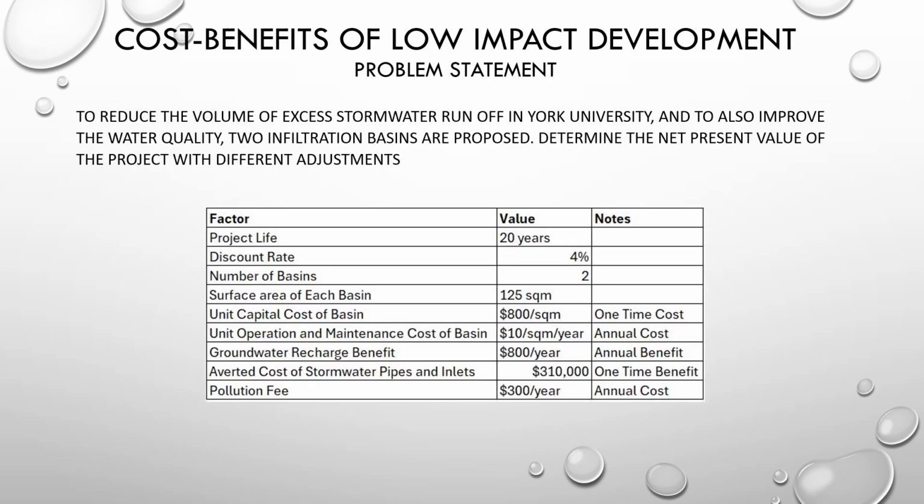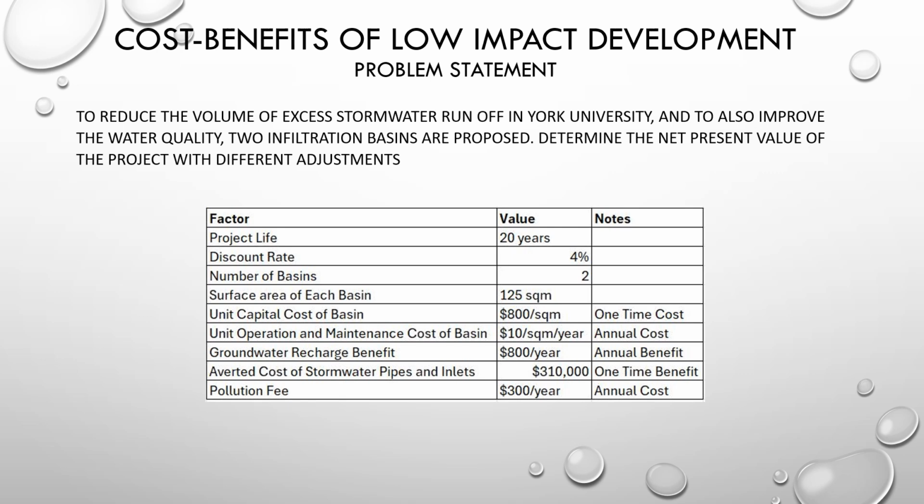The third question we have is a cost benefit of the low impact development. What happens here is basically to reduce the volume of excess stormwater runoff in York University, and to also improve the water quality. 2 infiltration basins are proposed, and we have to determine the net present value of the project with different adjustments. So given in this table below, we have a project life of 20 years, a discount rate of 4%, 2 basins.